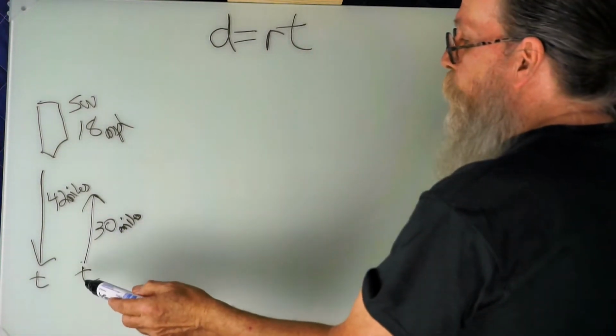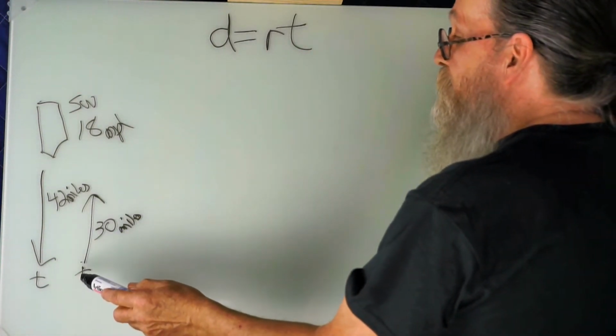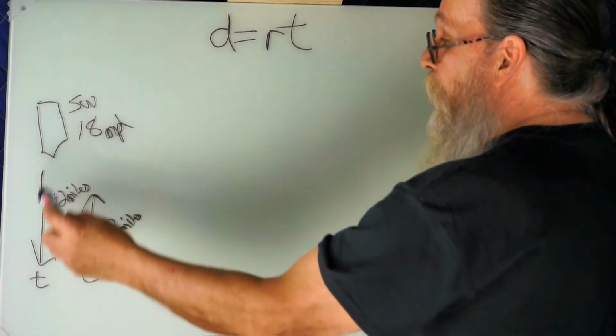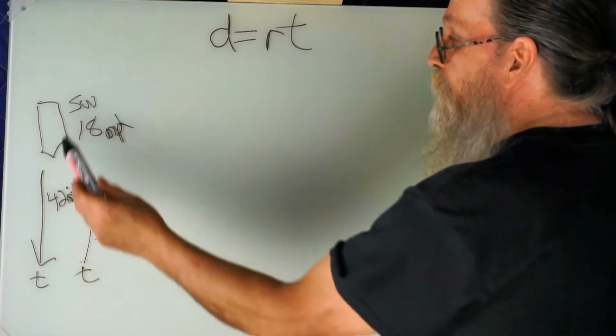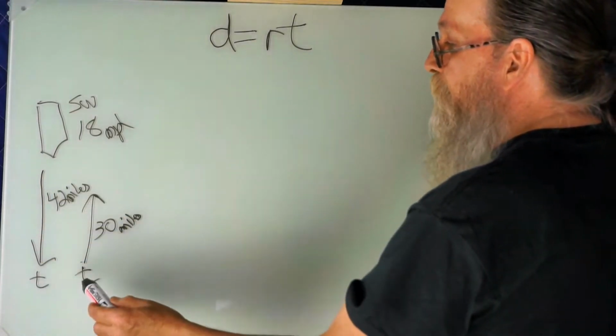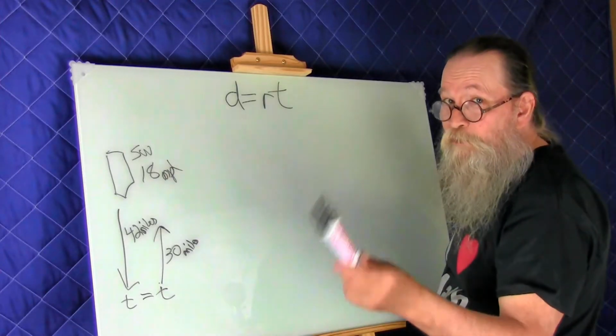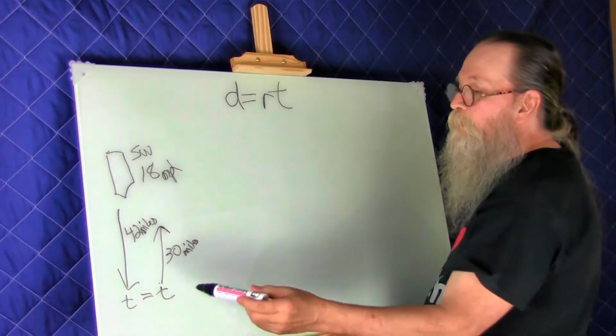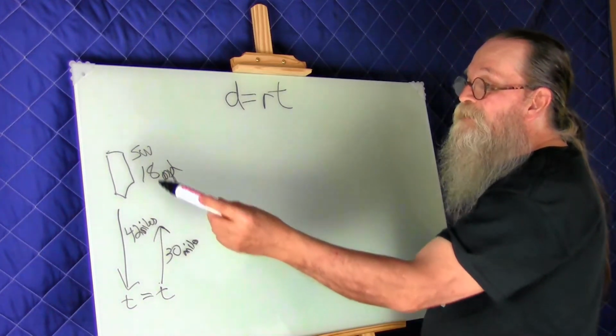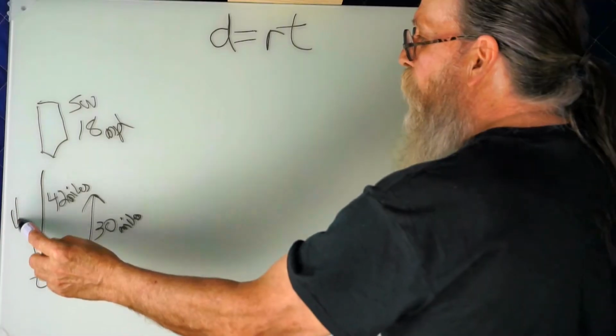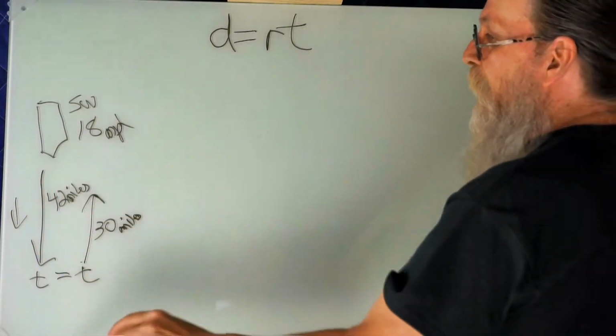So the question they want us to answer is, what is the time traveled in each direction? Time traveled downstream equals the time traveled upstream. They don't say that, but that's what they mean. And then what is the speed of the current? The water's going this way, downstream.